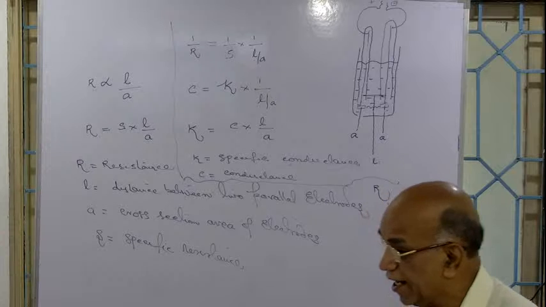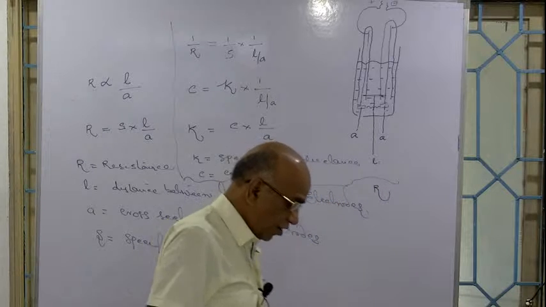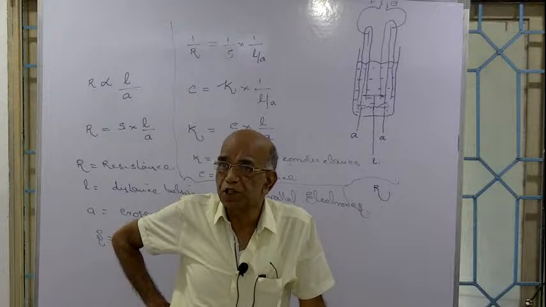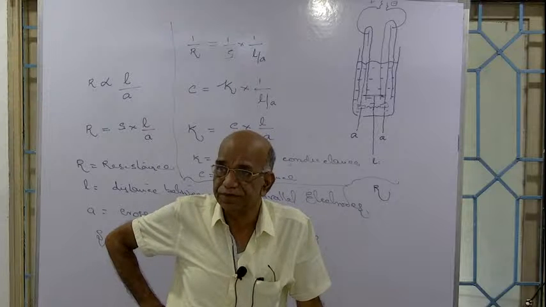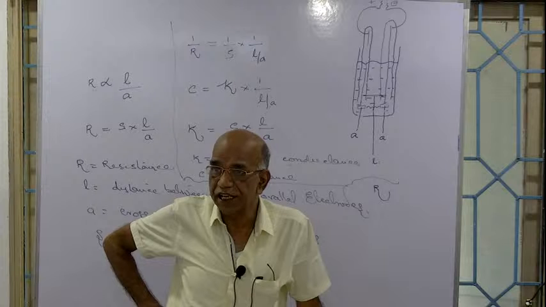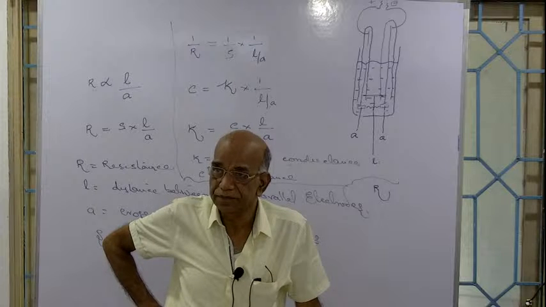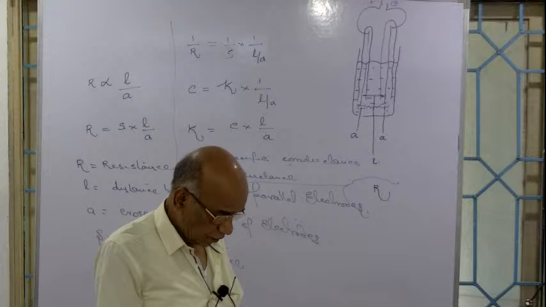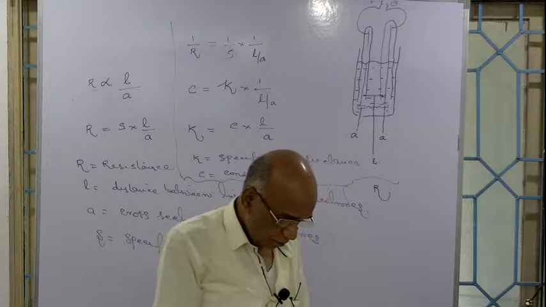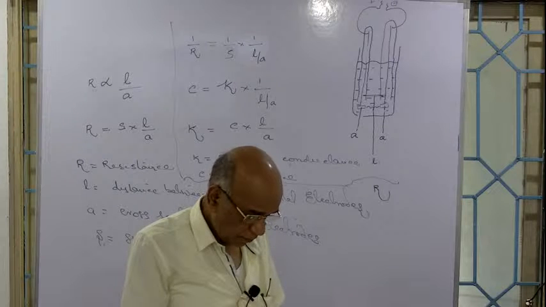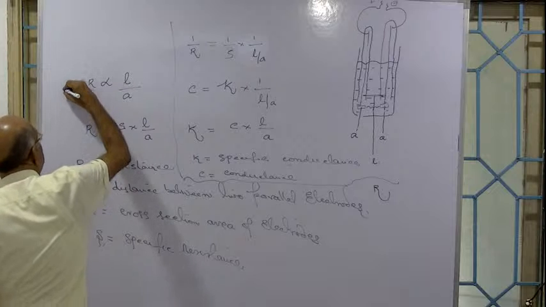And inversely proportional to the cross section area of the electrodes. Mathematically, it is as follows. Write this, giving a tick mark first.